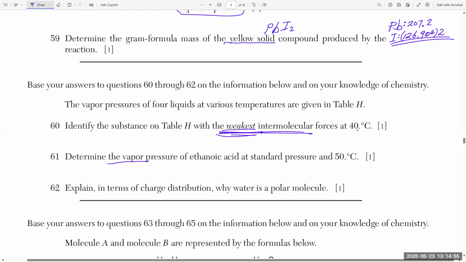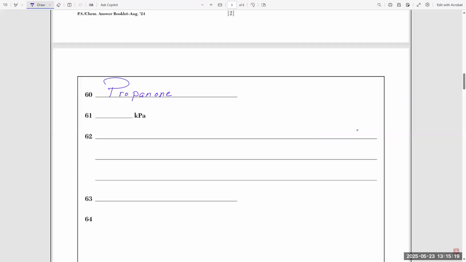Determine the vapor pressure of the ethanoic acid. See what I'm doing? I'm circling and highlighting. If you don't have these marks that I'm making on your test booklet, you're taking the test wrong. So make sure you are underlining things. Determine the vapor pressure of ethanoic acid at standard pressure and 50 degrees Celsius. That's important. So remember, we're going back to Table H.